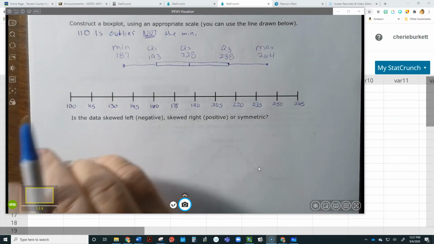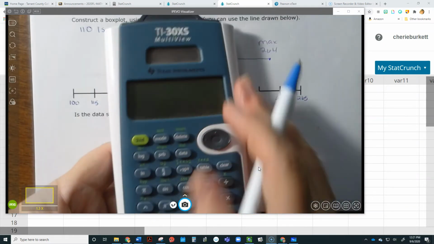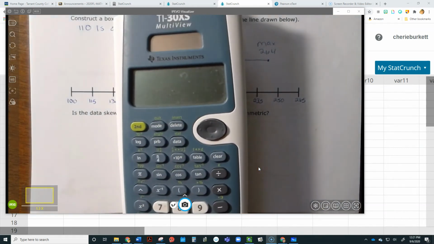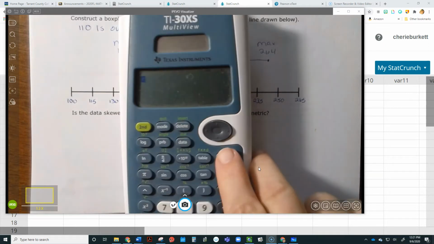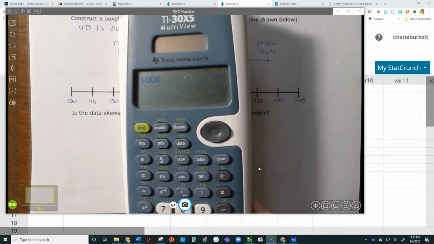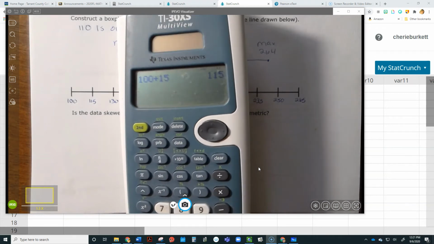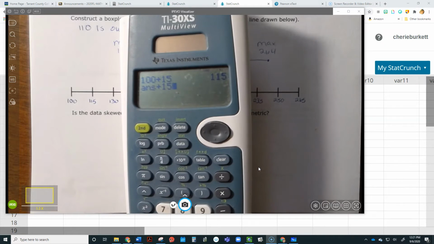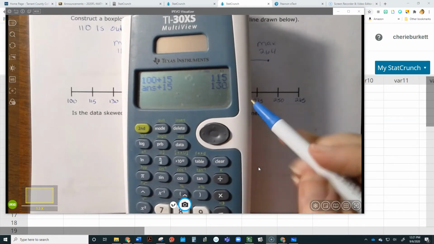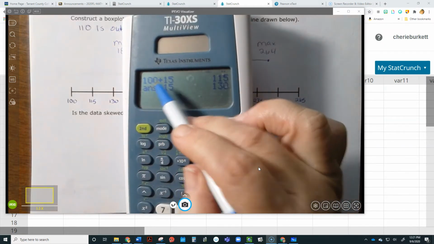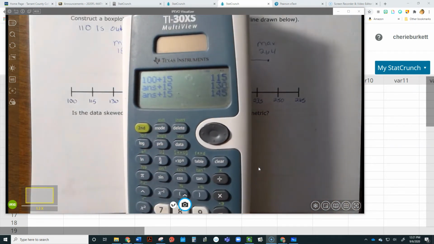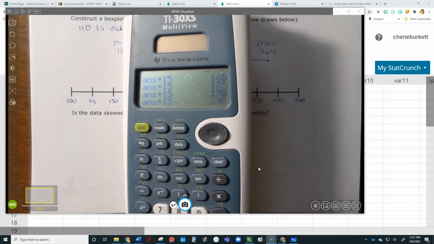And then what I did on my calculator, this is a really quick way. I started mine at 100, and then I said plus 15, and I pressed enter. And then I said plus 15 one more time. Notice I didn't have to put the answer in. So I'm going to have a tick mark at 100, a tick mark at 115, a tick mark at 130, and then I can just press enter on my calculator, and it keeps adding 15 to it. So that's how I got my tick marks.